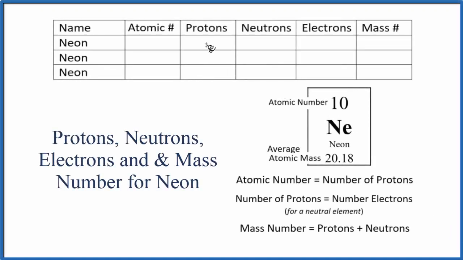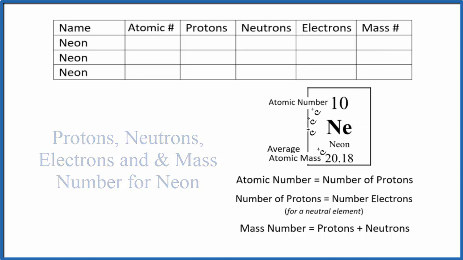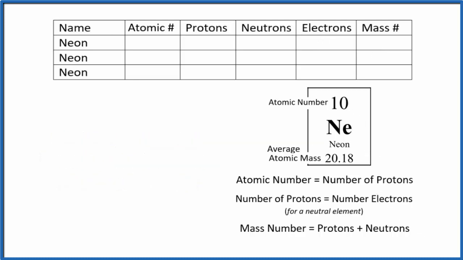In this video, we'll look at the number of protons, neutrons, electrons, and mass number for neon. So as we look on the periodic table, we can see that neon has an atomic number of 10. There are different isotopes of neon, but it really doesn't matter. Neon is always going to have an atomic number of 10.